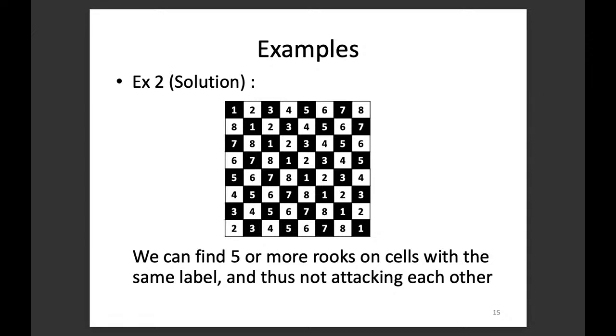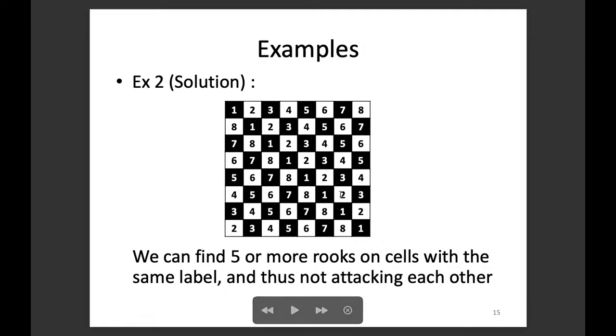Now, what we can see is that if I place rooks on squares of the same label, say on labels of 1s, no matter how many rooks we place, they cannot attack each other, because a rook can only attack horizontally or vertically, but not diagonally, right? So if I put a rook at label 2, and another at label 2, and another at label 2, these rooks cannot attack each other.